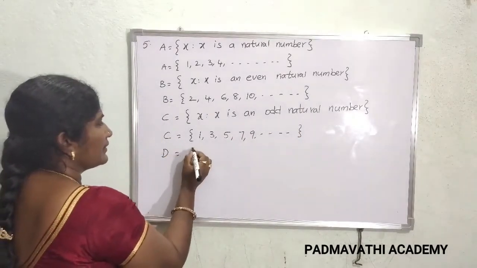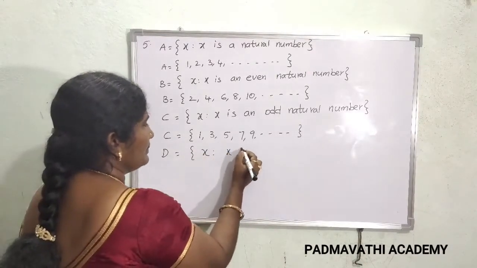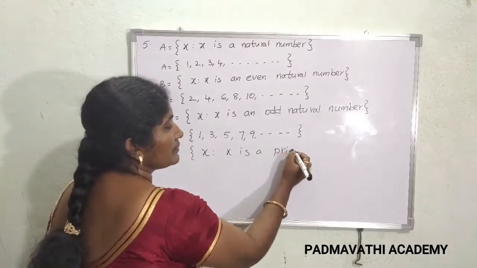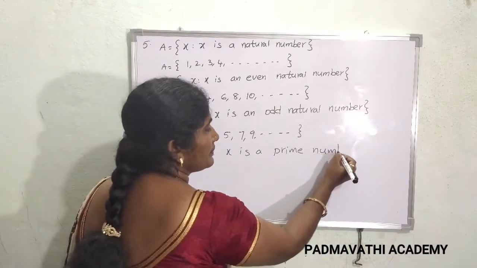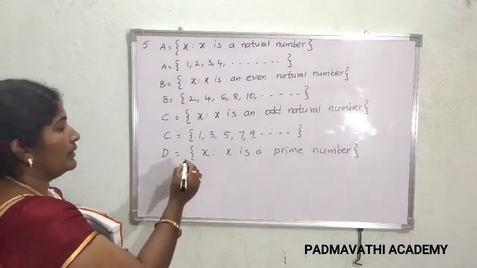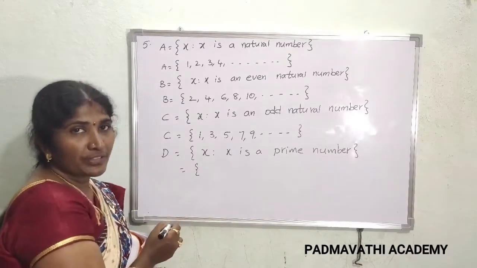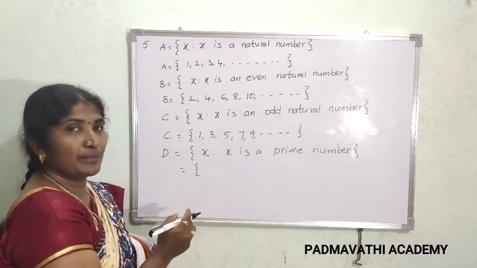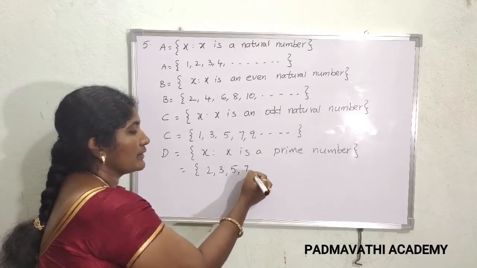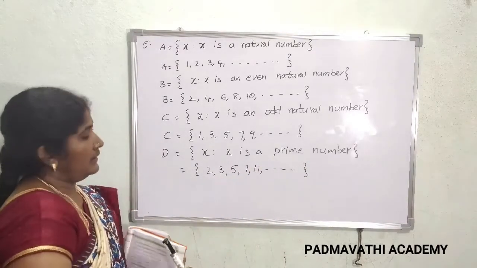Next, set D. What is set D? X such that X is a prime number. So list out prime numbers. What are the prime numbers? The numbers which are having only two factors, 1 and the number itself, are called prime numbers. So first prime number is 2, next 3, 5, 7, 11, and so on. These are the prime numbers.